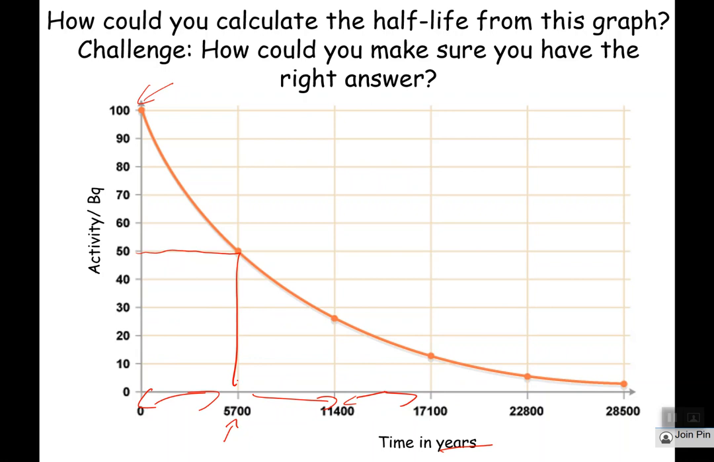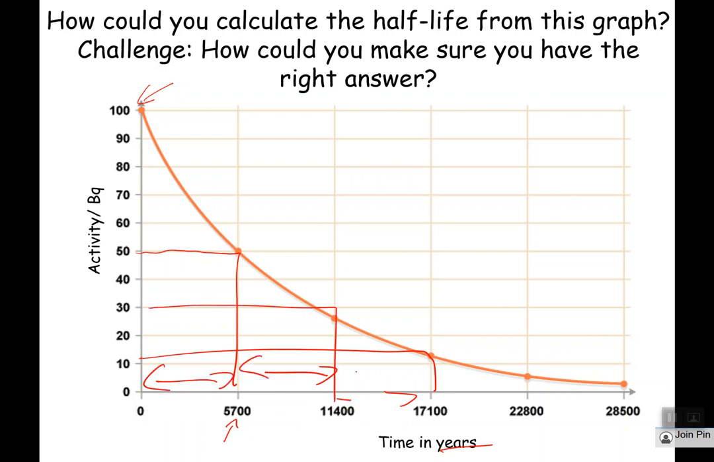5,700 years. It's the average time taken. They're going to be looking for you to do repeats, like there and there. But what they're also going to be looking for you to do is measure the width of these parts here. Let's measure the widths of that, that, and that. Because it might be on this one, the width is 5,700. On this one, it's 5,600, and this one, it's 5,800.